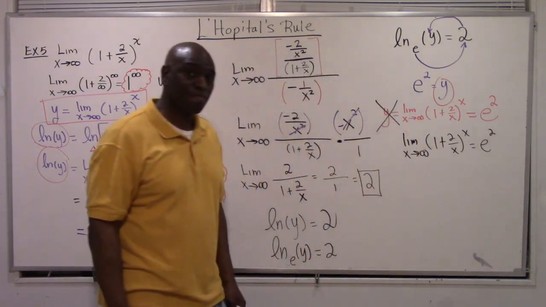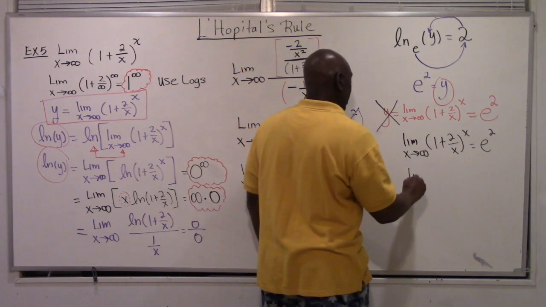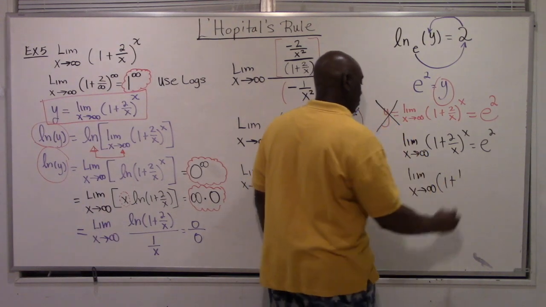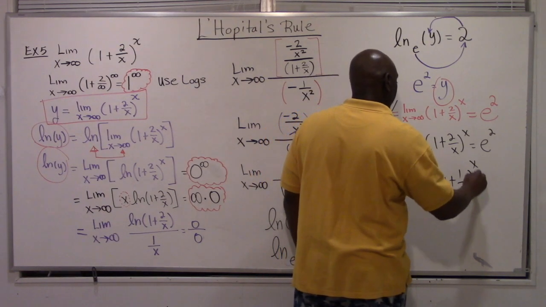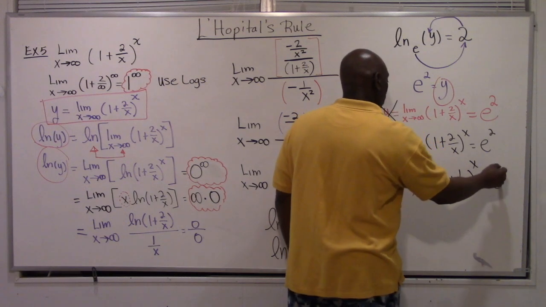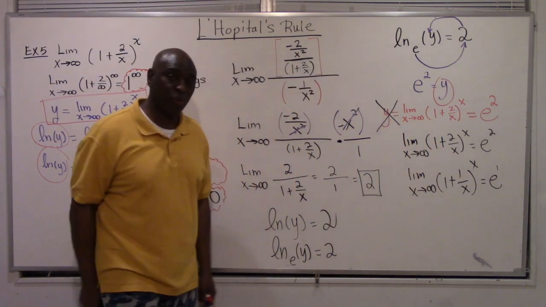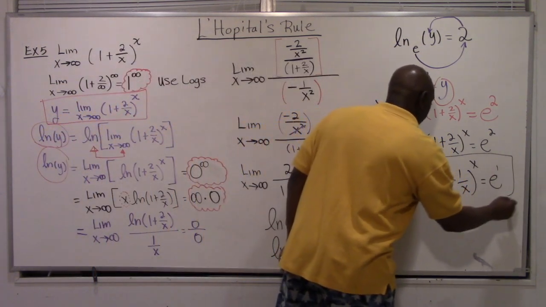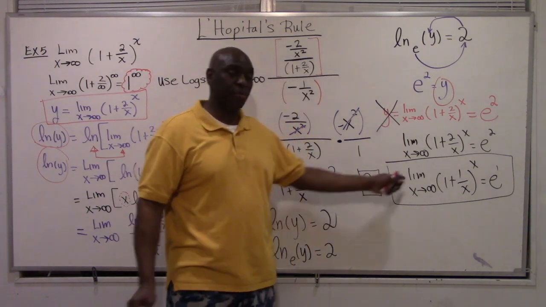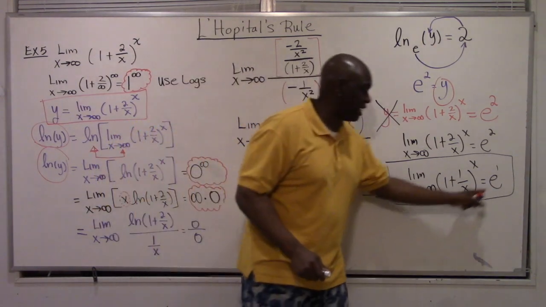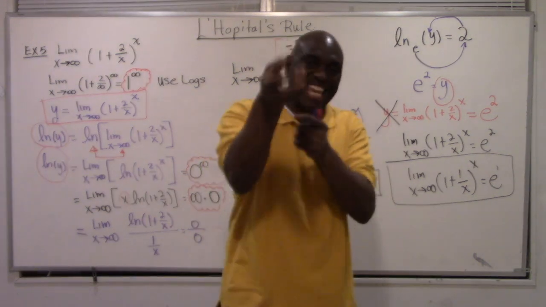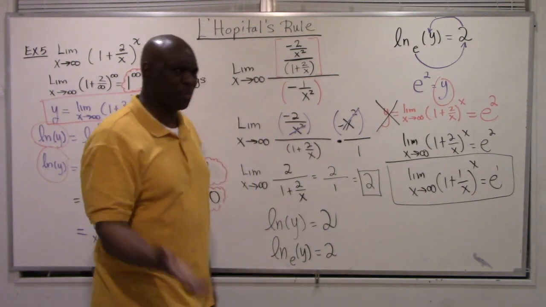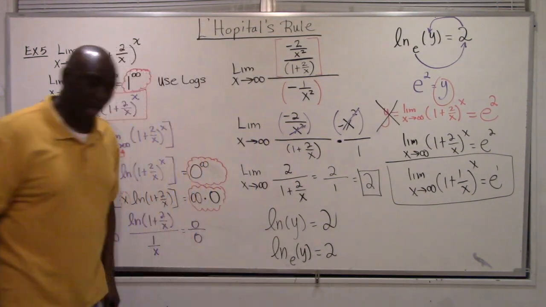And by the way, if we're looking at the limit as x approaches infinity of (1 + 1/x)^x, that's just e to the power of 1, and so on and so forth. This is one of those indeterminate forms I had explained. But we derived this number e using L'Hopital's rule. That's a wonderful thing. It's a beautiful thing.